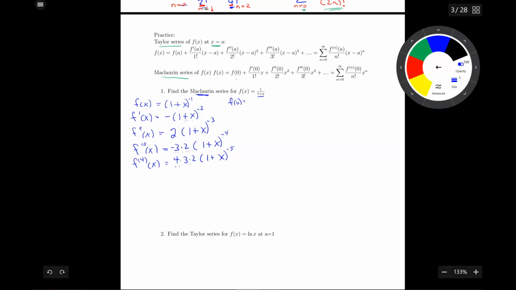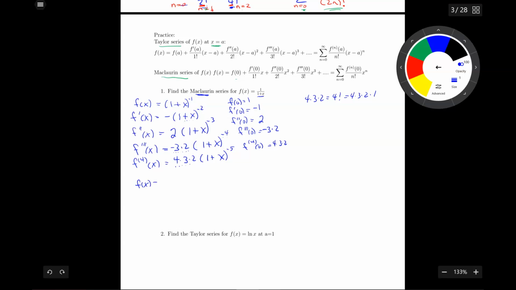All right, so let's plug in 0. If I plug in x equals 0, I get 1. Put 0 into the first derivative, I get negative 1. Put 0 into the second derivative, I get 2. 0 into the third derivative, I get negative 3 times 2. And 0 into the fourth derivative, I get 4 times 3 times 2. So you recognize that 4 times 3 times 2 is 4 factorial, correct? Because that's the same as saying 4 times 3 times 2 times 1. So we'll be using factorials a lot.